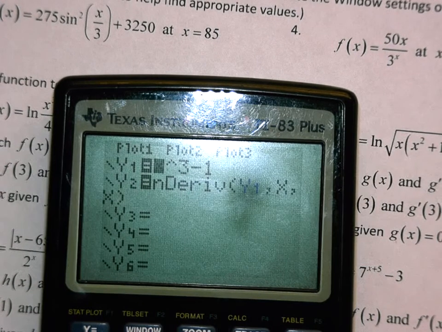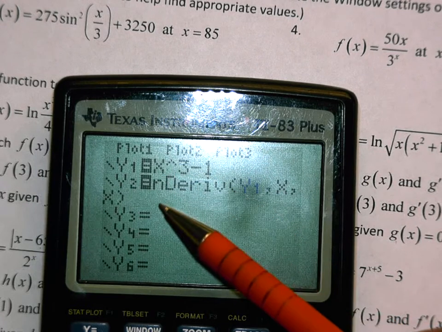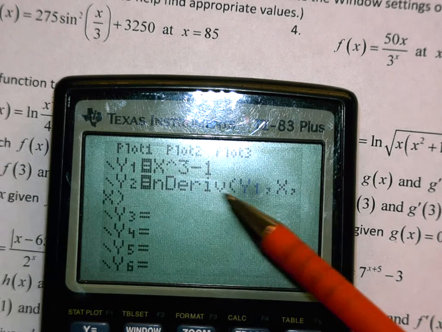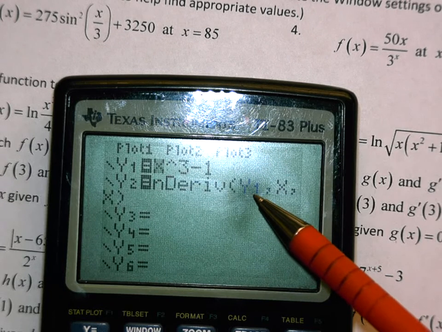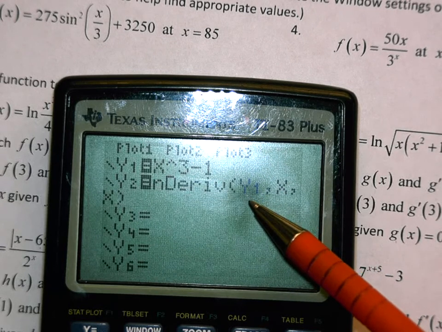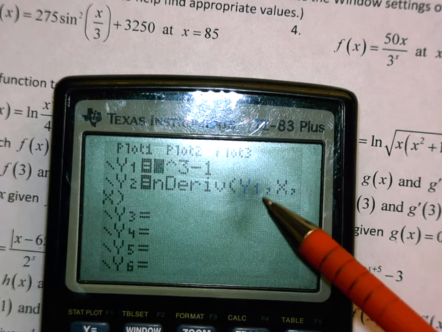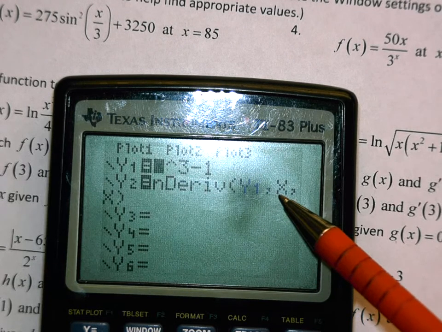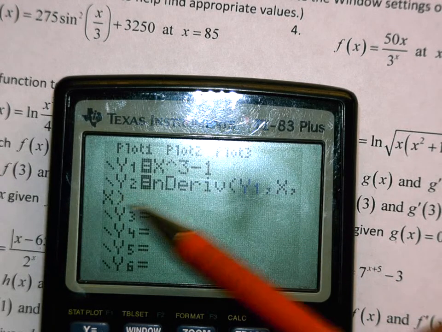Biggest difference here, x to the third minus 1. I'm doing the n derivative, same vars. Remember how I got to y1 here? I have to actually put commas. And I have to put a comma and an x and another comma and another x with the end of the parentheses there.